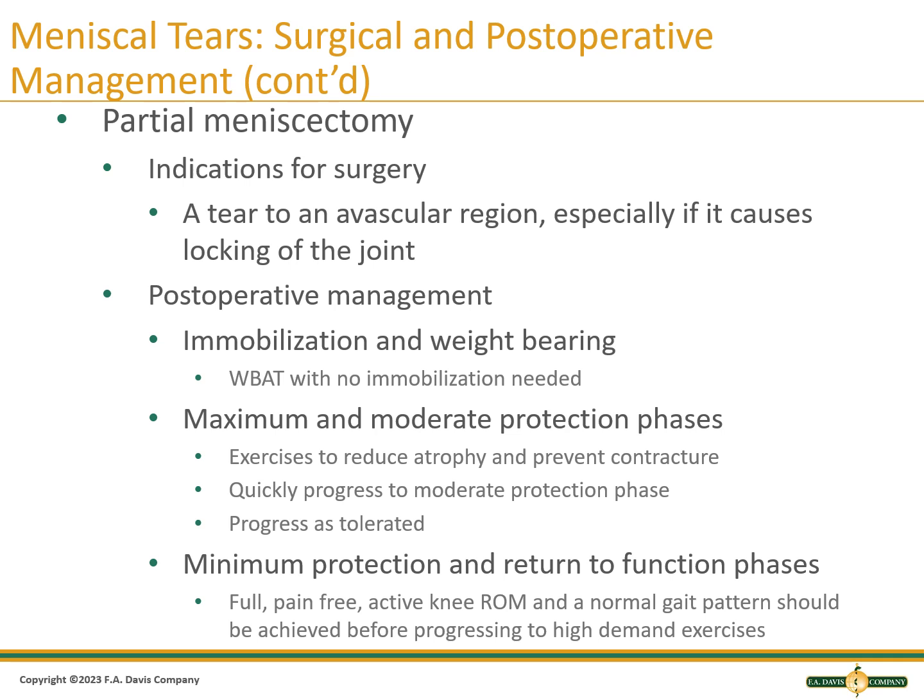In the maximum and moderate protection phases, we want to do exercises to reduce atrophy and prevent contracture of the knee. We want to quickly progress to the moderate protection phase so that we are able to promote dynamic stability of the knee because we need greater muscular support given the loss of meniscus tissue, and progress as tolerated because, again, we are going to have greater chance of bony contact, which can increase the likelihood of pain if we don't have the appropriate dynamic stability. So we want to progress them as quickly as we can, but also within the patient's limitations.